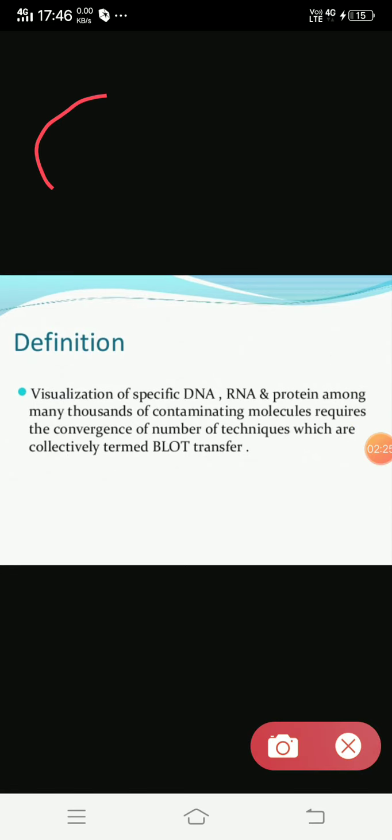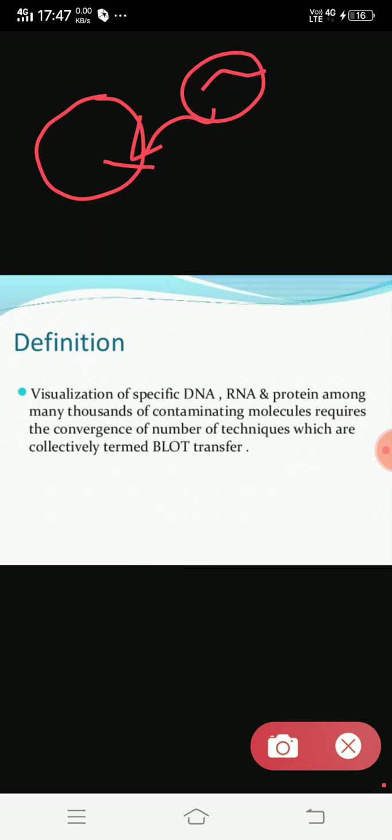Suppose this is one vector. Recombination means a combination of two different types of things. Here we'll take two different types of DNA. This is your vector, which can be any plasmid or bacteriophage vector, and this is your gene of interest. Suppose this is an insulin gene, and you have to insert this gene into this vector. What steps do you have to do? You have to first cut this vector, and this portion you have to ligate over here.